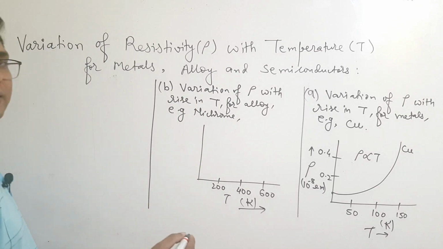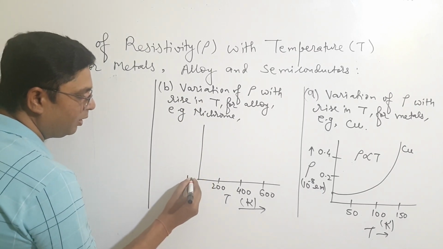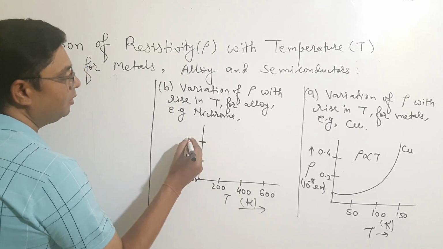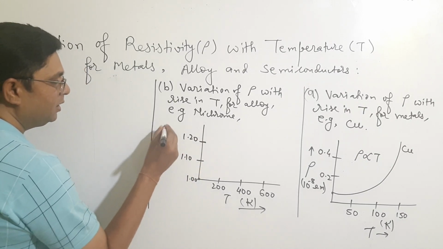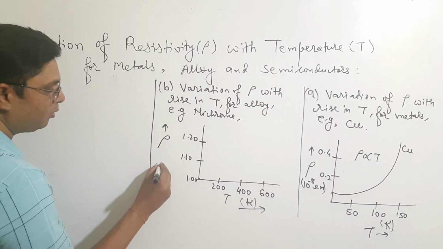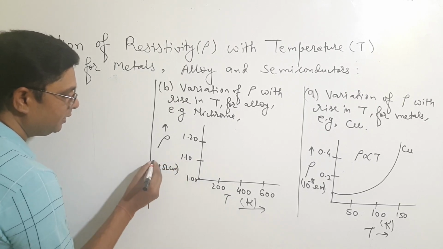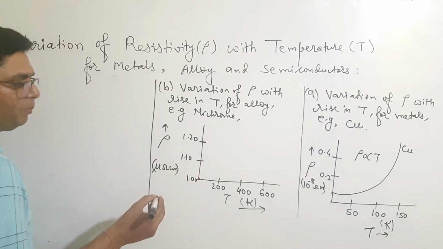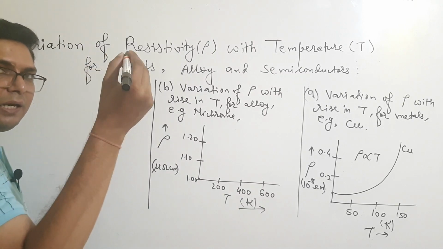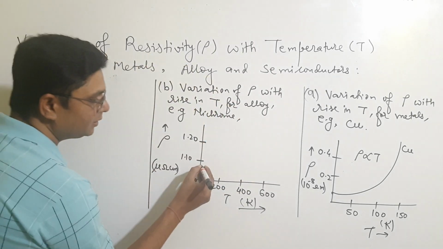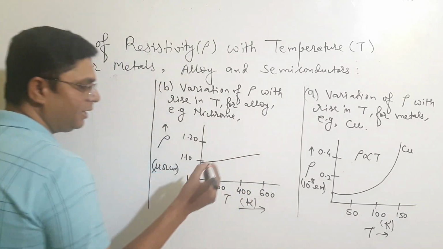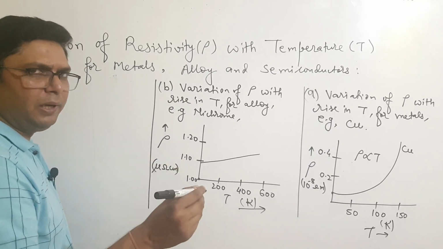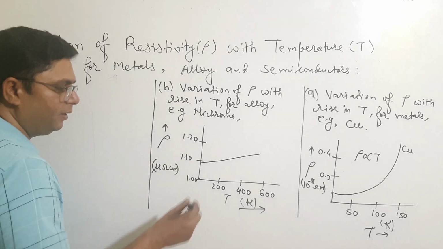And here the resistivity will be taken low, so let it be 1.00 at this point. Let this be 1.10, let this be 1.20, and rho, resistivity, is taken here in micro ohm centimeter. So then what happened? The graph is a slanting graph like this. This is a nearly straight and slanting graph. This shows that resistivity varies negligibly with rise in temperature for alloy.